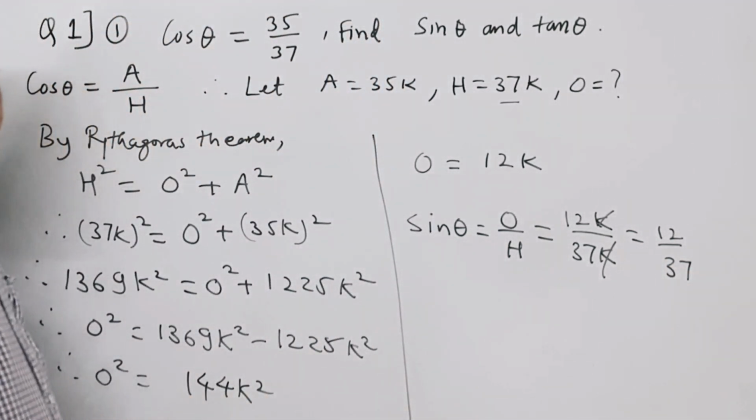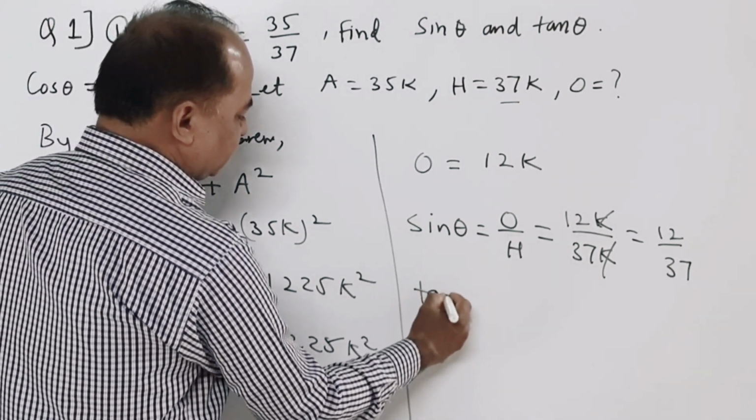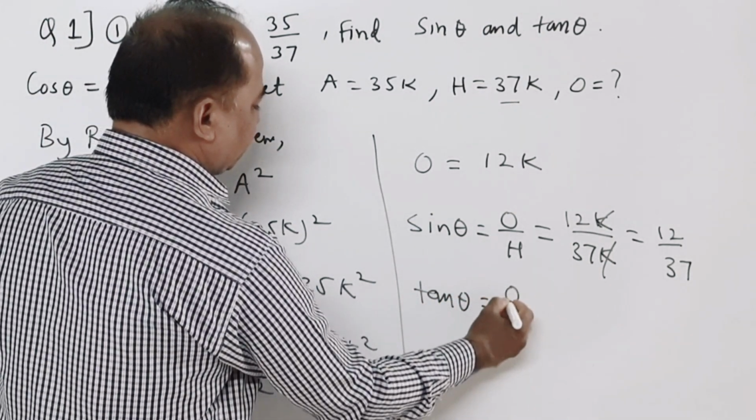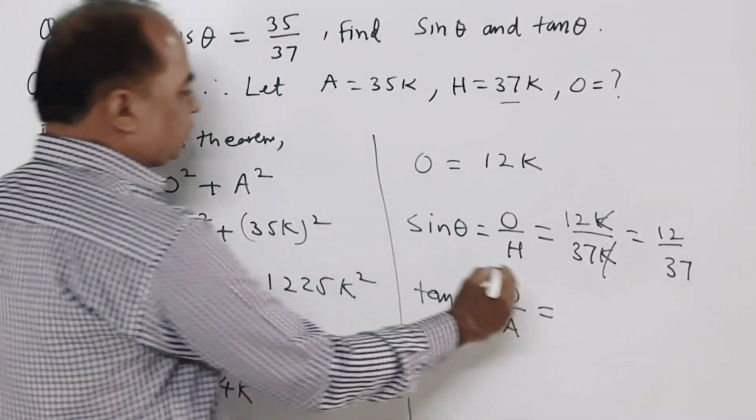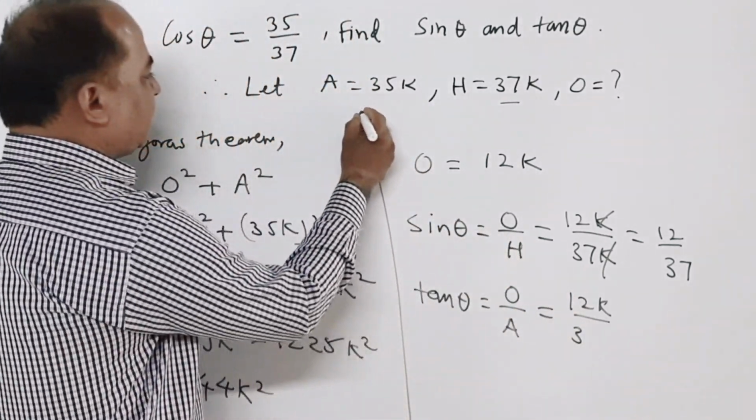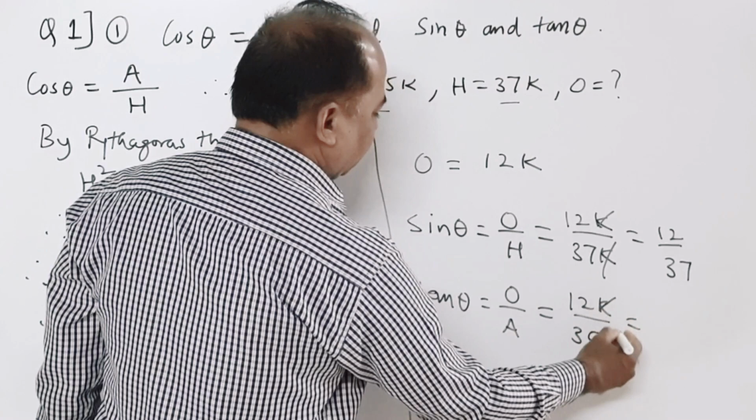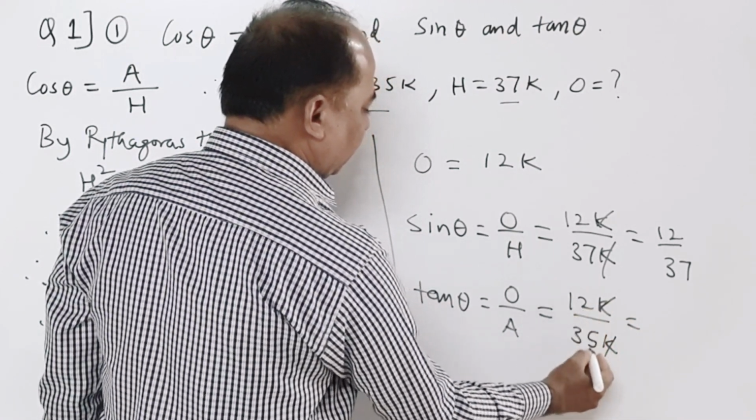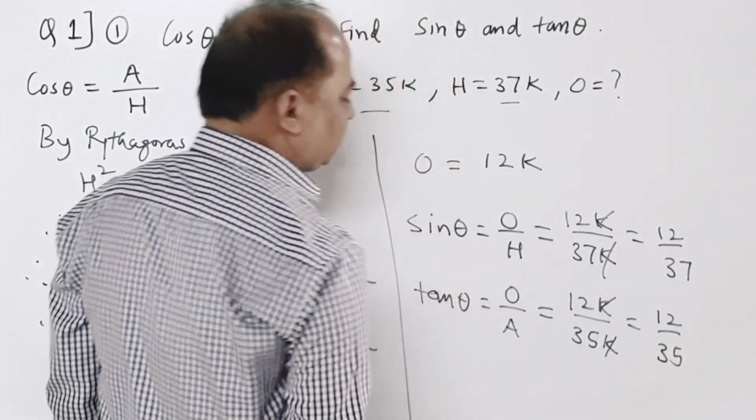Sin theta is 12 upon 37, and tan theta is equal to opposite side upon adjacent side, that is equal to 12k divided by 35k, which is equal to, k will get cancelled from numerator and denominator, so the ratio is 12 upon 35.